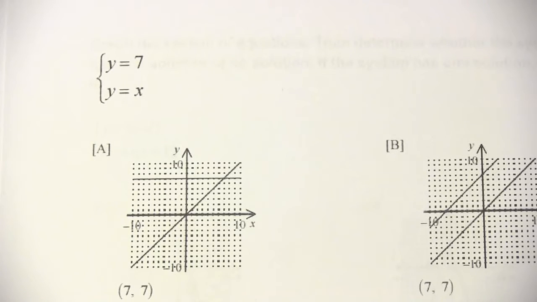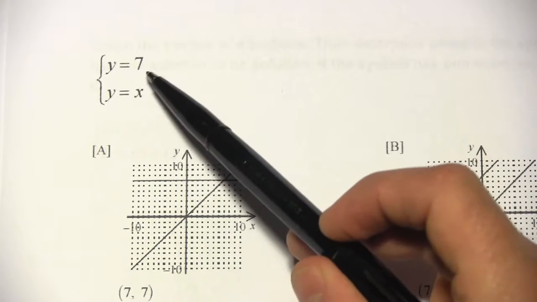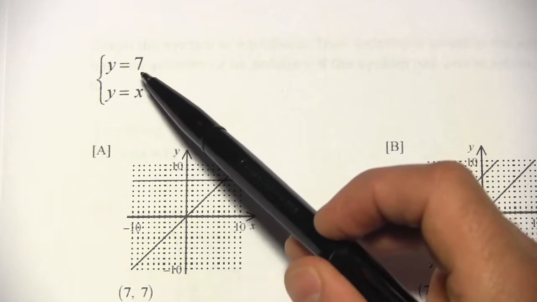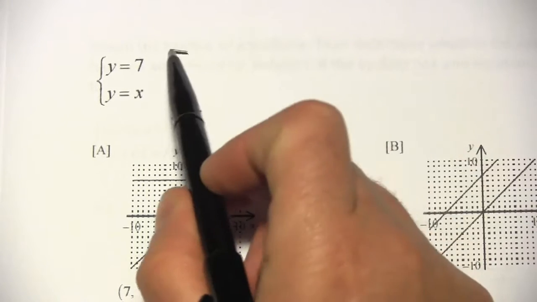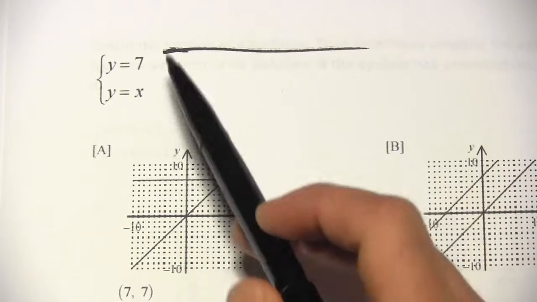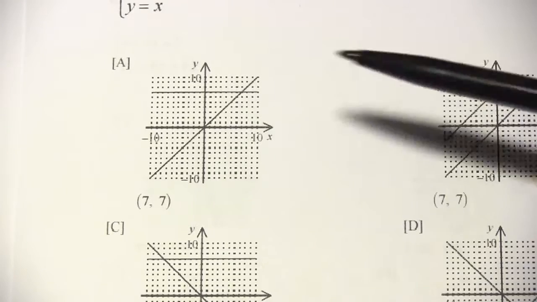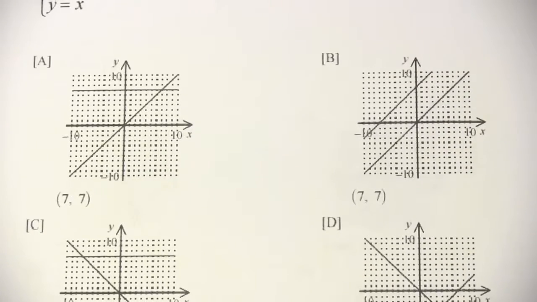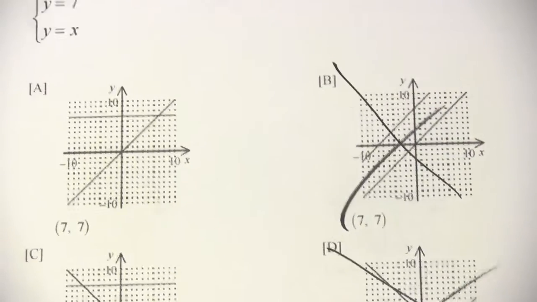Let's try another one. So here, our two equations are y = 7 and y = x. When you have y equaling just a number, no x in there at all, that's going to be a horizontal line at the value y = 7. So like what you can see here in graph A and graph C, graph B and D don't have any horizontal lines, so I think we can rule those out right away.